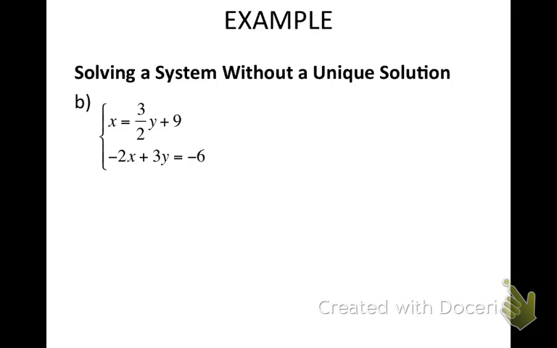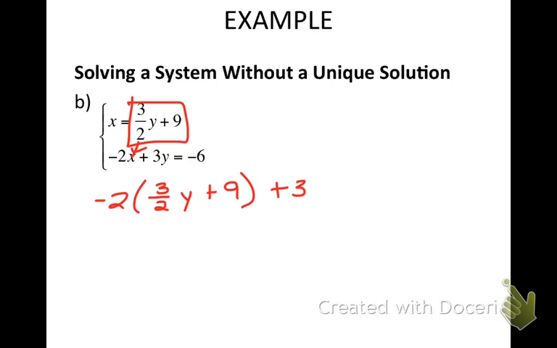Fractions are friends. If you don't like the fractions, you could get rid of them, but then that would defeat the purpose because then x would not be by itself anymore. So you have x equals 3/2 y plus 9. Negative 2x plus 3y equals negative 6. If I had to solve it using substitution, this is going to go in place of x. So I get negative 2 times (3/2 y plus 9) plus 3y equals negative 6.